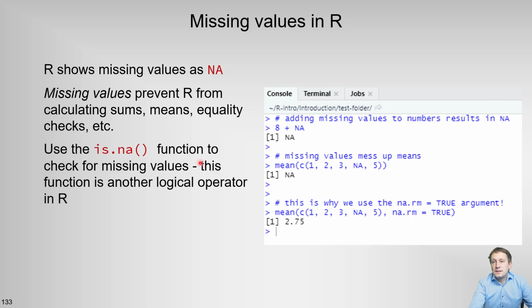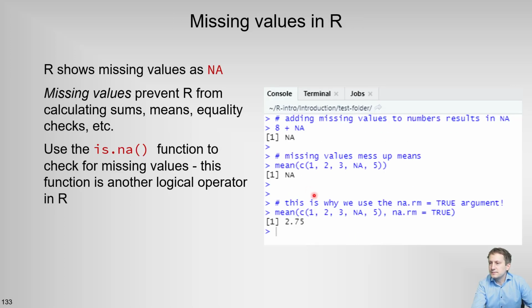So you can use the is.na function to check for missing values, and so it's another logical operator, and so if you apply that to a vector or matrix, it will simply return TRUE or FALSE for each of those elements of the object, stating whether it's a missing value or not. And you can take the sum of that to count how many missing values you have.